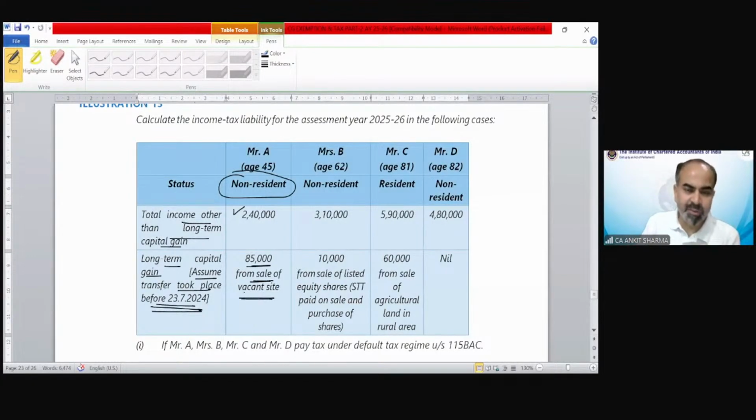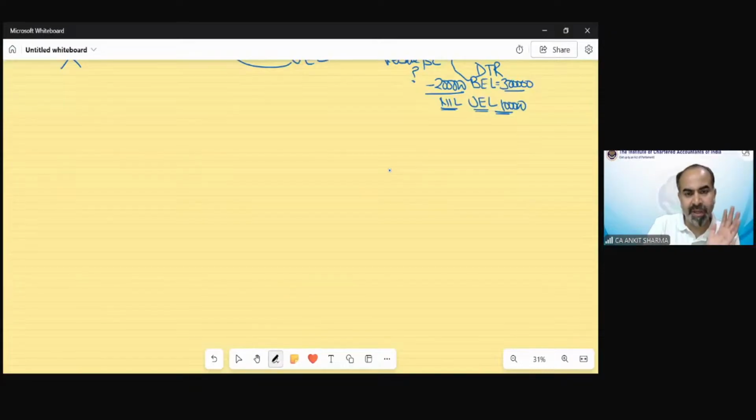Now tell me one thing, first of all, under default tax regime, what is the basic exemption limit in case of non-resident? And second, can a non-resident claim rebate? The basic exemption limit in case of default tax regime is 3 lakh. Absolutely correct, Ishan. Very well done. And there is no rebate. Now, if I ask you to solve this question, as I have prepared this chart, we just need to do this. Non-resident, no rebate.